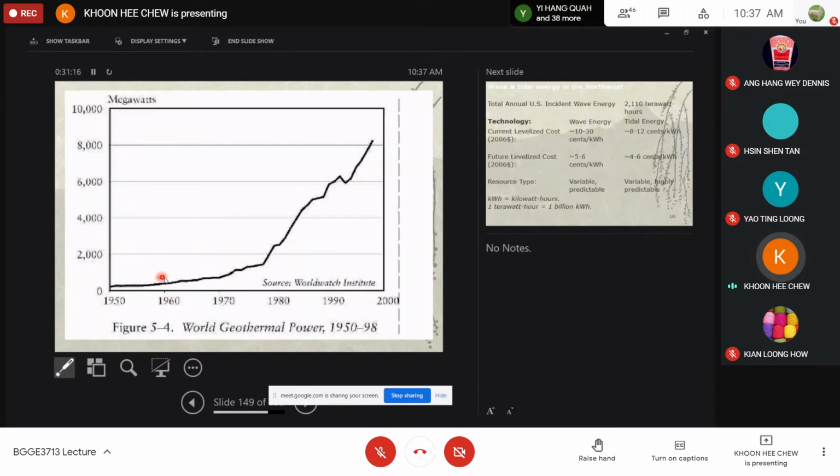And again, geothermal energy, this is non-renewable energy, depending on the underground water, and this one is still going up. It is one of the alternative resources.